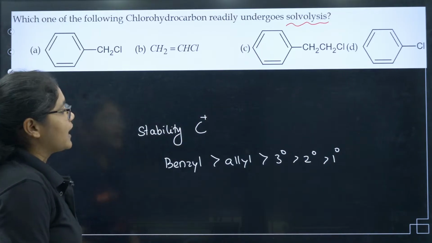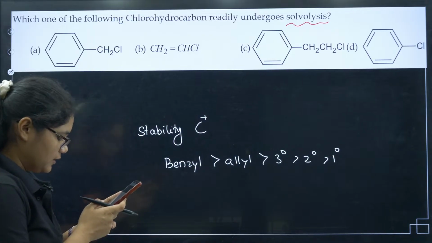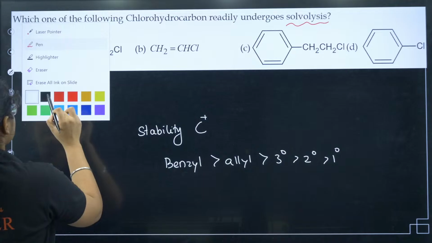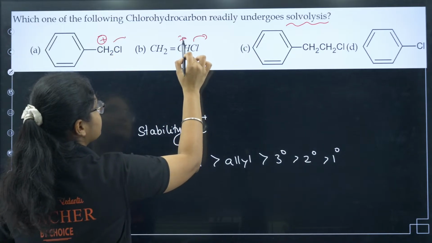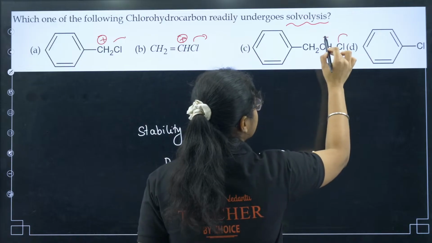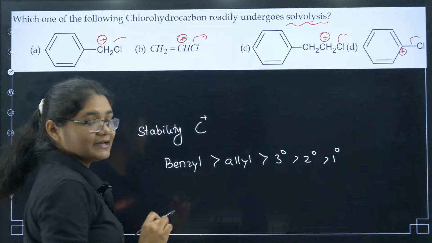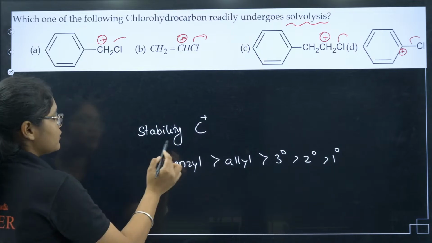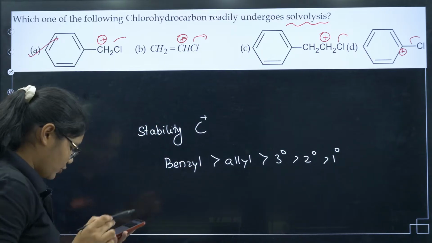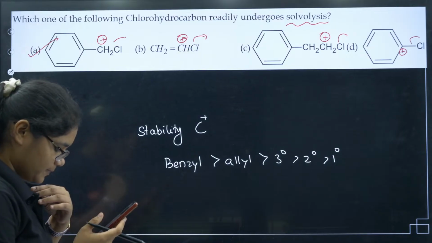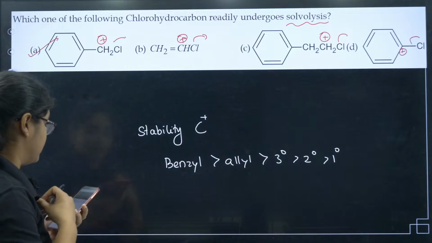So can we see here for this question? Yes, if I remove this Cl, I'll get a plus charge here. You remove this one, I'll get a plus charge here, and here, right? So I told you benzyl is the most stable carbocation. And what is benzyl carbocation? Carbocation attached to a benzene ring. So that is why option number A here.